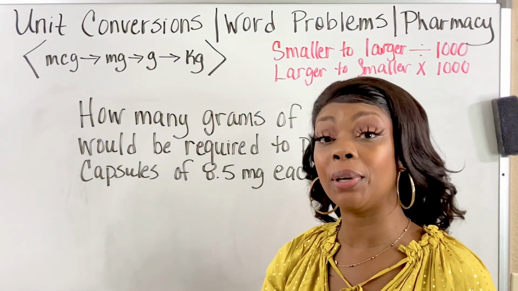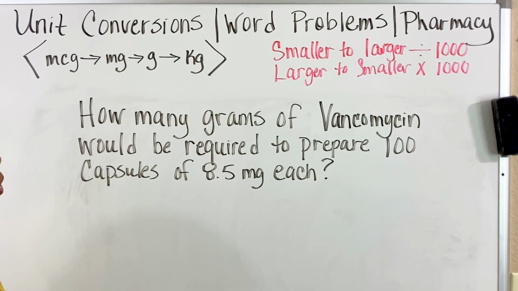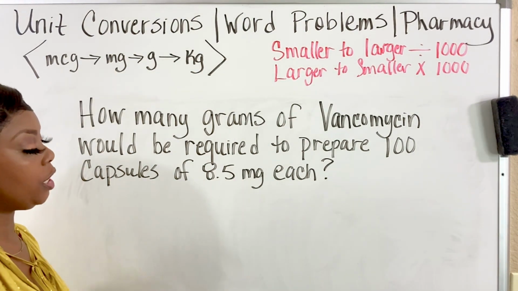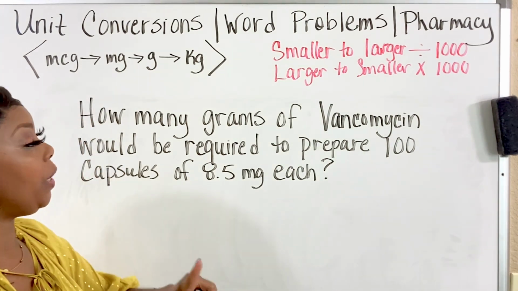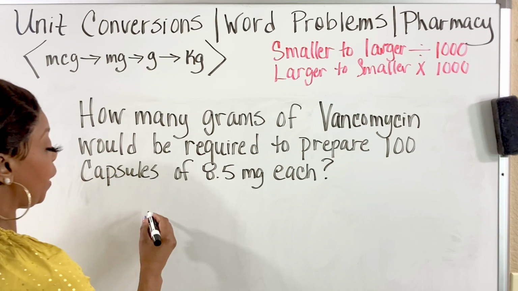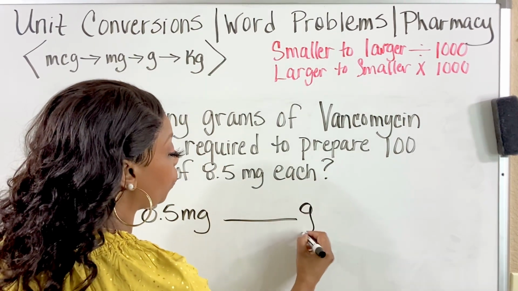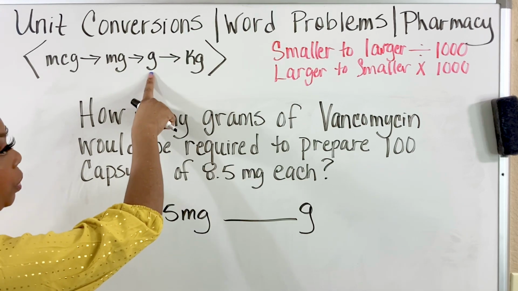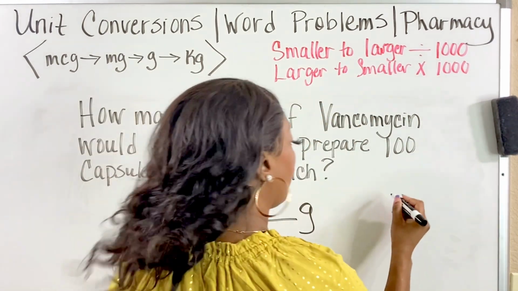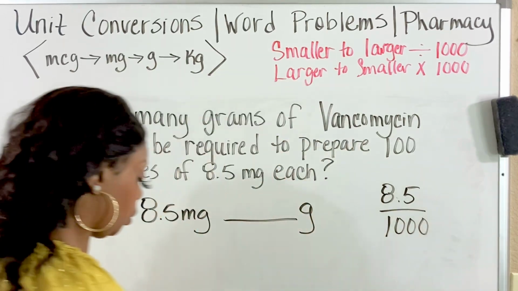We are on question number 3. This one says, how many grams of vancomycin would be required to prepare 100 capsules of 8.5 milligrams each? This means we must have in stock only milligram strength, but we need to convert this into grams because it did say how many grams of vancomycin. So let's go ahead and do that. We have our 8.5 milligrams, and we need to convert this into grams. So we're going from a smaller unit to a larger unit. What do we need to do with this 8.5 milligrams? If we're going from a smaller unit to a larger unit, we need to divide by 1,000. So we have 8.5 divided by 1,000. I'll let you gather that real quick.